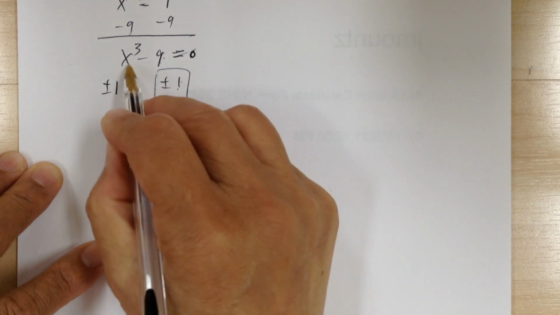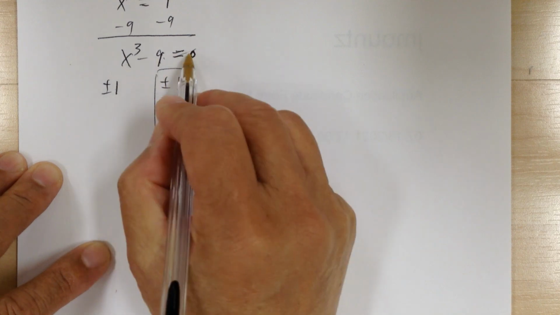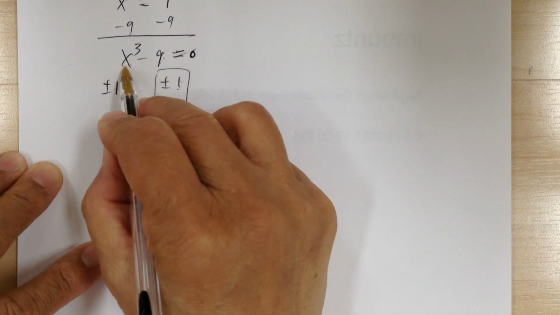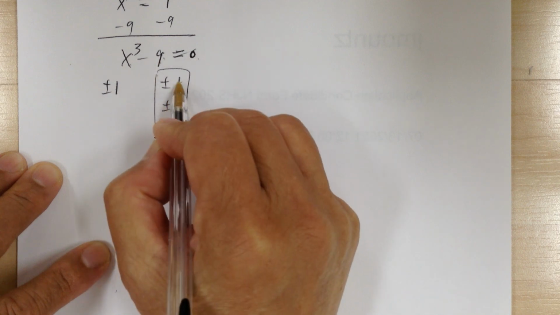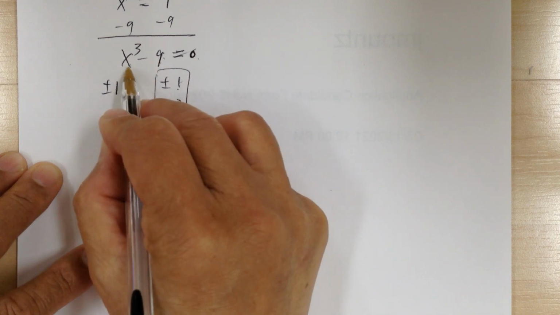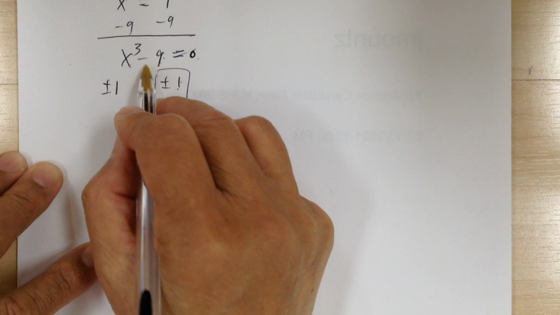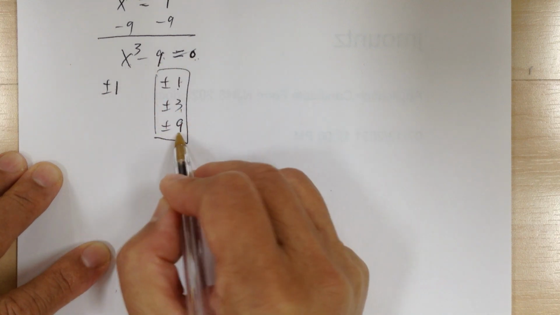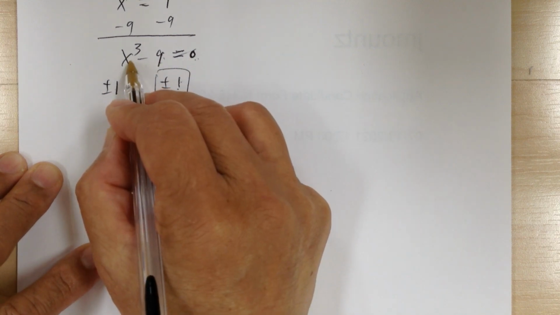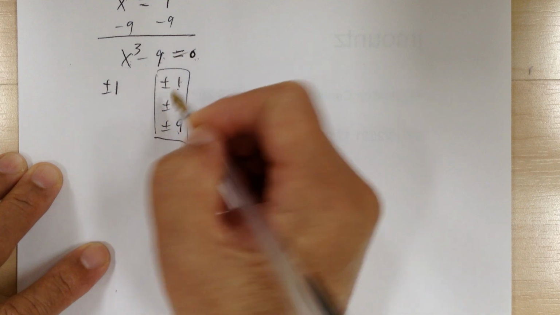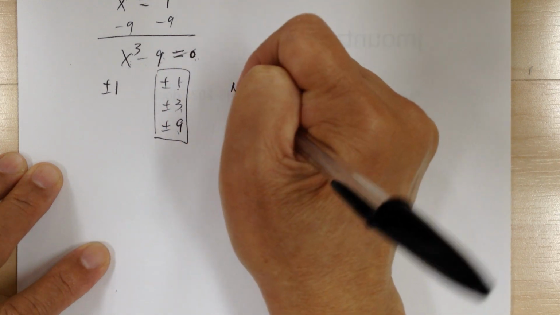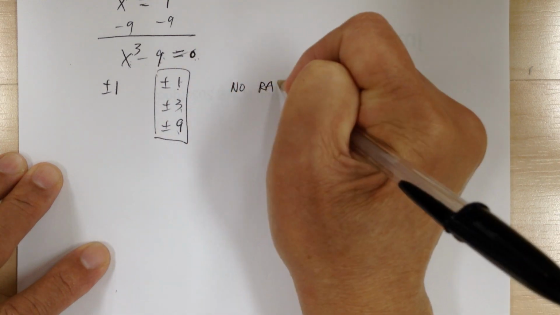So you can substitute these into here, and so if you put 1 over here, you got 1 cubed minus 9 equal to 0. So this does not work. If you put 3 in here, 3 cubed is 27 minus 9 equal to 0, so it doesn't work. If you put 9 in here, you're going to get a huge number. So none of these work. So that means there would be no rational roots. Okay? So none of these work.